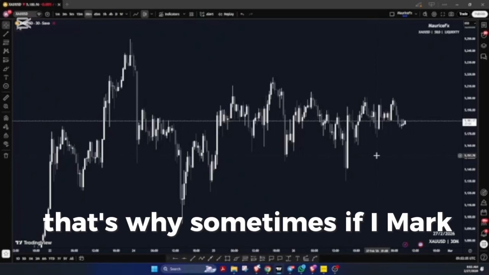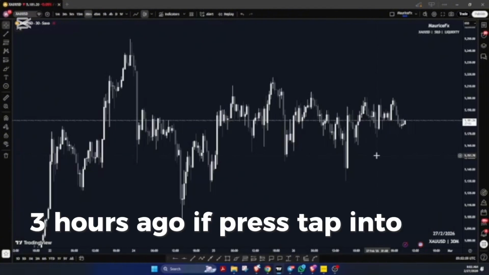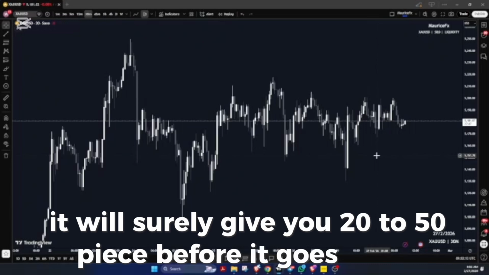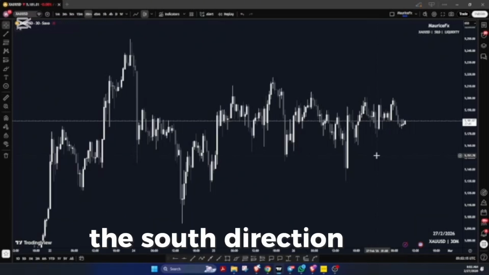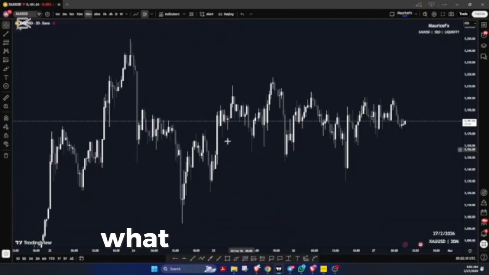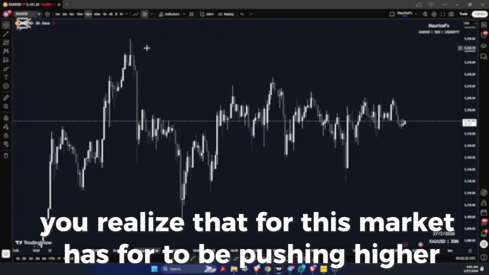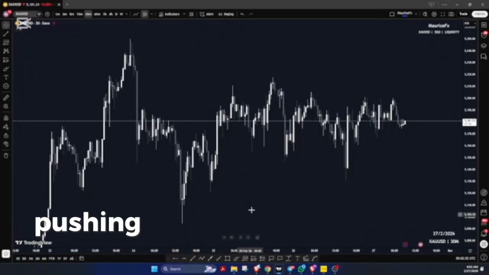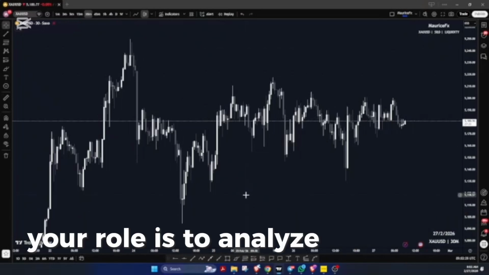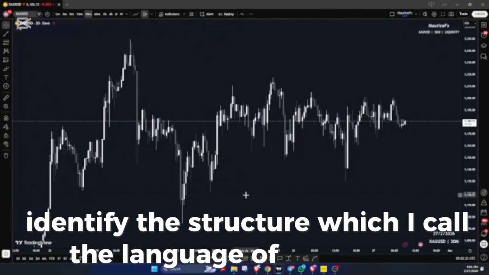That's why sometimes, if I mark my zone even 1 hour ago or 3 hours ago, if price taps into that zone, it will surely give you 20 to 50 pips before it goes in the south direction, guys. So now looking at the 30-minute time frame over here, what can you see, guys? You realize that this market has been pushing higher, pushing down, pushing higher, pushing down. So what is your role? Your role is to analyze the market and identify the structure, which I call the language of the market.